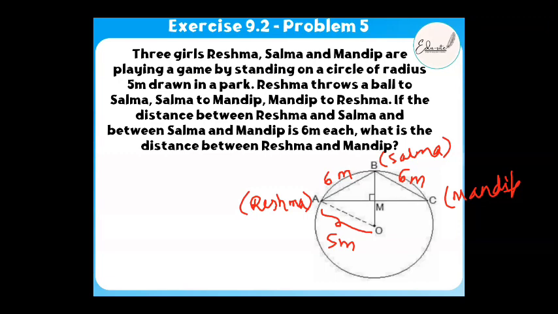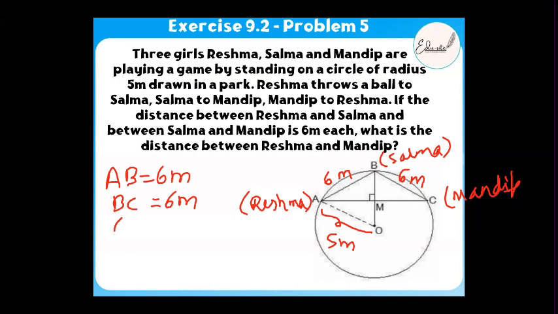Let's write what is given and then we'll go to the proof. So what is given? AB is equal to 6 meter. BC is equal to 6 meter. Meter is just meter, yes. Okay. Then we know the radius of the circle. OA is equal to 5 meters. And what else did we construct here? AM and MC. Why did we consider AM and MC? Because A to C we need, right?